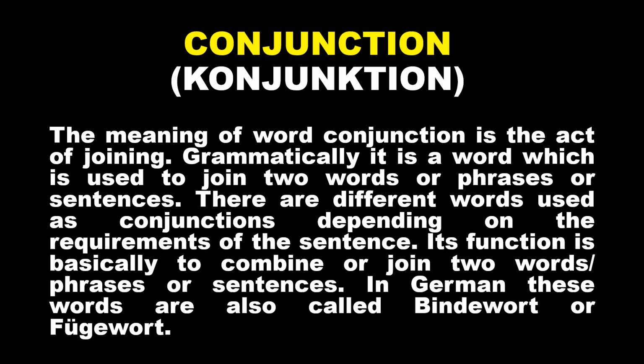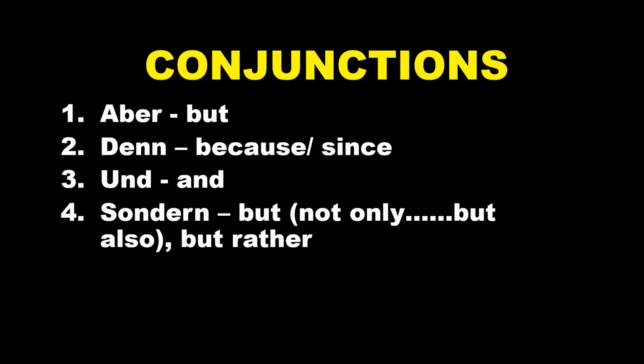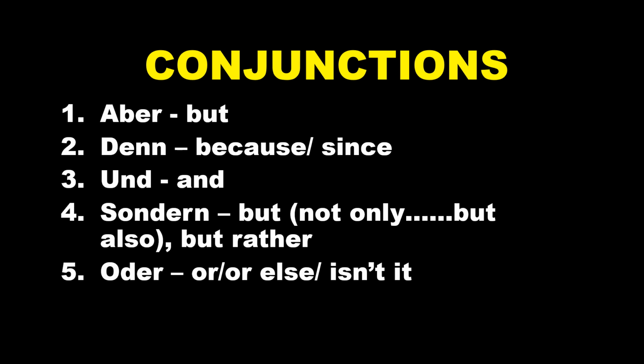I hope this explanation has helped you to understand the concept of conjunction. Now let's learn how to use these words to join two sentences. These are a few examples of conjunctions. These words we use to combine two sentences very frequently. The first word is aber, which means but. The second one is denn. In English, we know it as because or since. The third word is und, which means and. The fourth one is sondern, which means but, not only but also, or but rather. The fifth word is oder, which means or else, or isn't it.